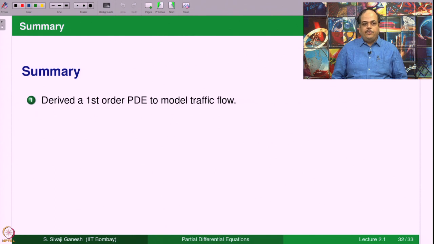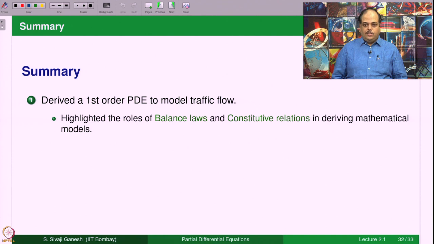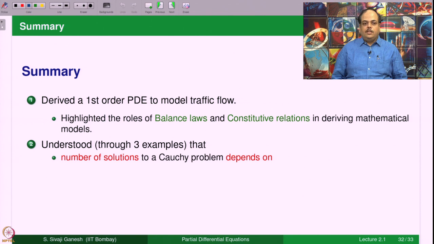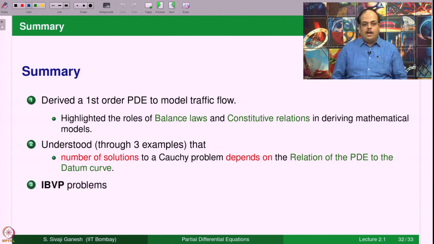So, let us summarize what we did today. We have derived a first order PDE to model traffic flow and also modified it to account for sources and sinks, namely entries and exits in the expressway. And we highlighted the roles of balance law and constitutive relations in deriving mathematical models. This is how models in, let us say, continuum mechanics are derived. These are the two things at the heart of any modeling. And then through three examples we understood that the number of solutions to a Cauchy problem depends on the relation of the PDE to the datum curve. And then we saw that IBVP problems need not have solutions.